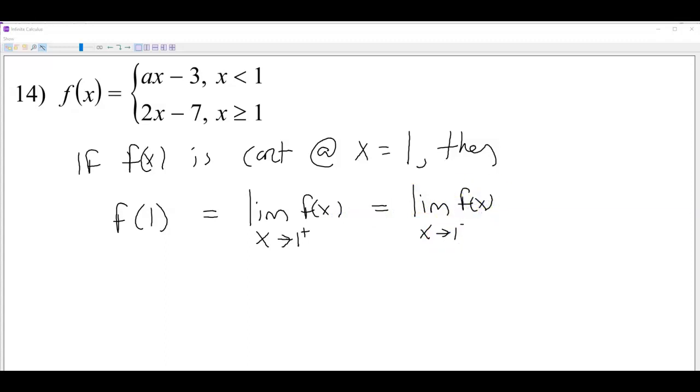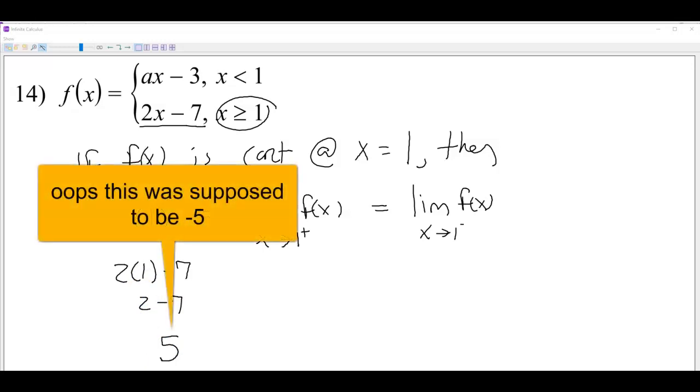Okay? So let's go ahead and do these things. So f of 1, let's start here. Well, we're looking for the place where x can actually equal 1, and that's right here. So we're going to use this expression, the bottom one, 2x minus 7, and we're going to plug in 1. And so I get 2 minus 7, which is negative 5. Okay? So that's f of 1.